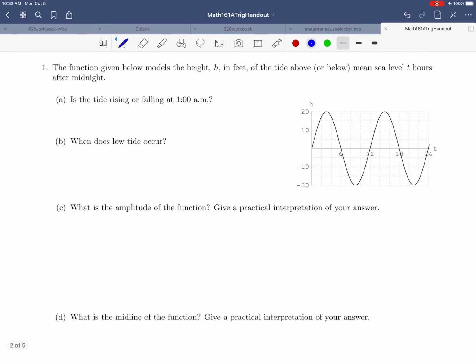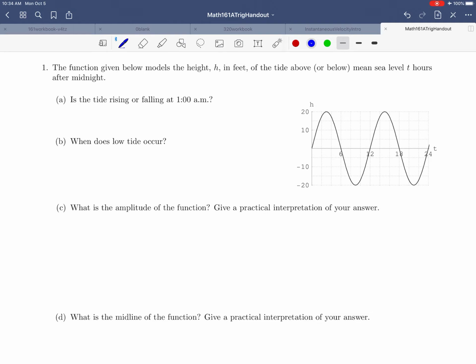Let's look at example 1 on the next page. Here we have a function that models the height, h in feet, of the tide above or below mean sea level t hours after midnight. So imagine you go out to the coast and you measure the sea level. As the tide goes out, the sea level goes down, and as the tide comes in, the sea level goes up. And this behavior of tides can be described in terms of the same type of function that we encountered before.